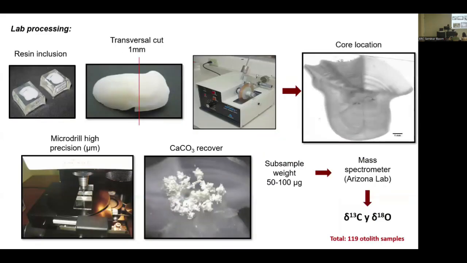So once in the lab, we took one otolith and it was included in resin. We did a transversal cut and we just looked at the core that is here. And with the micro drill, we took the carbonate from the core, taking samples weighing between 50 and 100 micrograms. Those were sent to the Arizona lab to analyze, and we have in total 119 otolith samples.